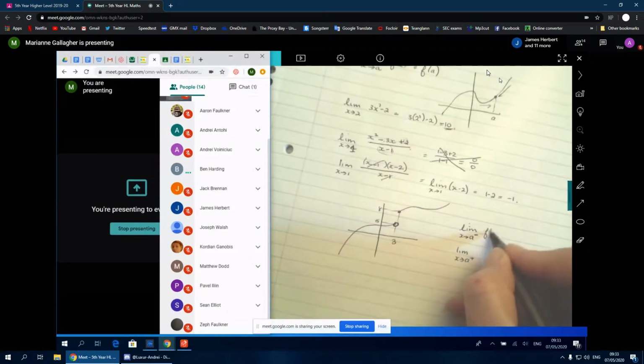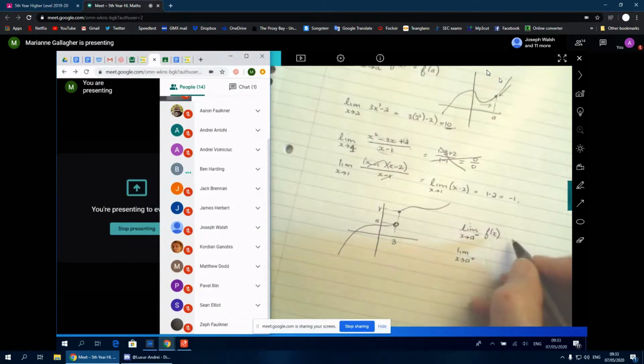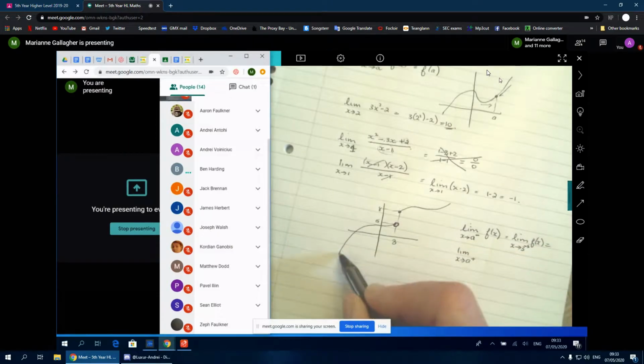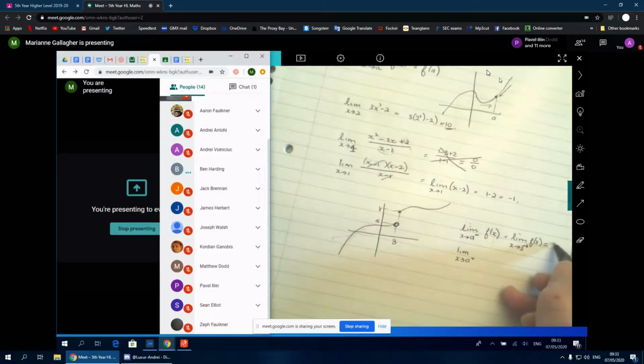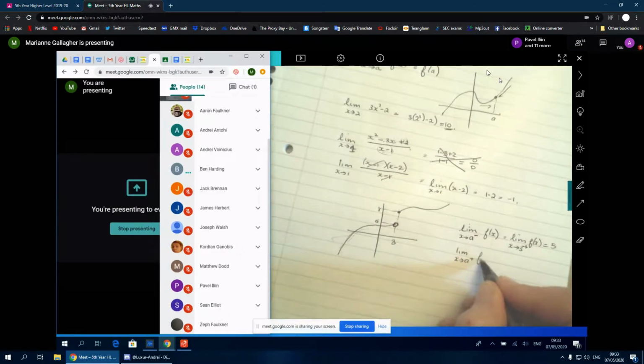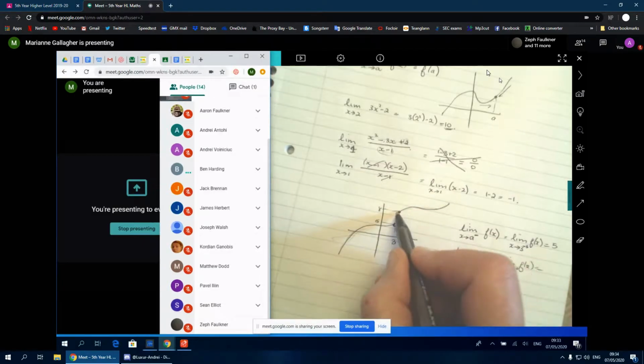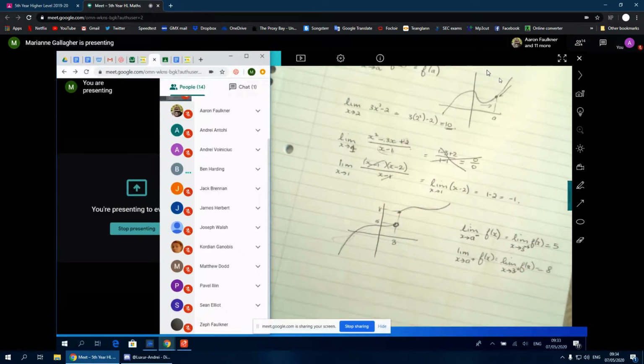So the limit of f of x as x tends to 3 from the negative direction is equal to, so I'm coming along from the negative direction, approaching 3, my limit at 3 is equal to 5, okay? When I'm coming in the positive direction, the limit as x tends to 3 from the plus direction, I see the limit as 8.